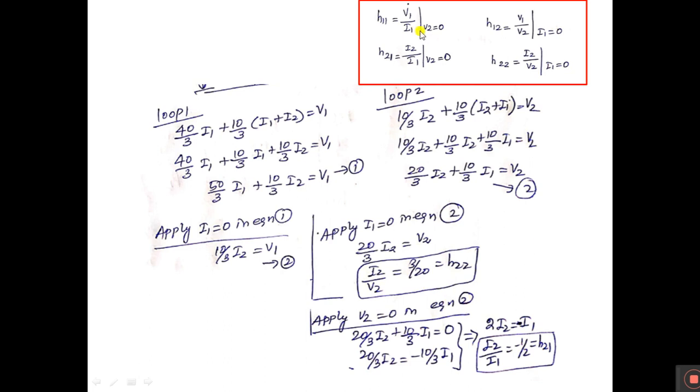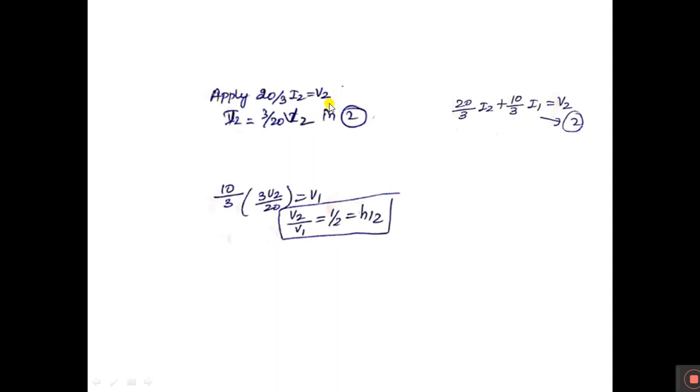Next one, apply V2 equal to 0 in equation 2. Next condition. First you applied I1 equal to 0. If you apply V2 equal to 0, in the second equation you will get 20 by 3 I2 equal to minus 10 by 3 I1. That becomes I2 by I1 equal to minus 1 by 2. That is H21. Right? So two parameters we found, H22 and H21. Next one.